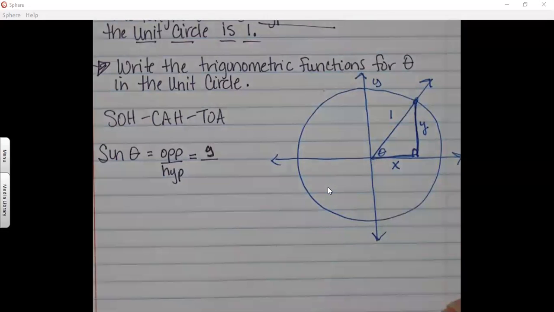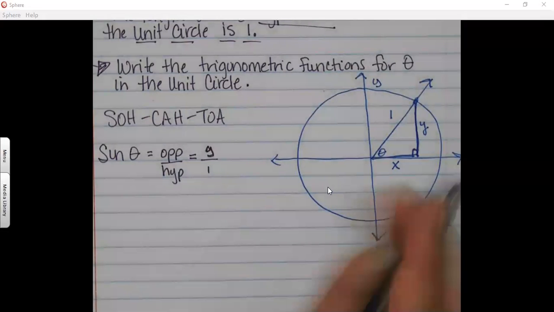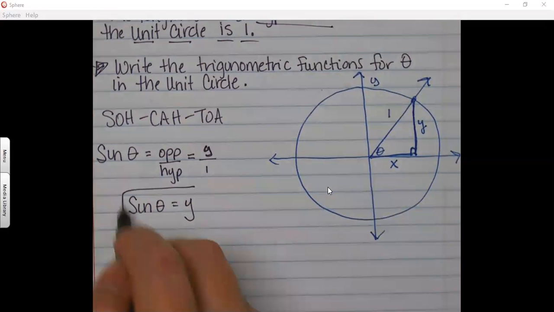Y. So we just say in a unit circle, this is not any old triangle, okay? This is only a unit circle when the hypotenuse is 1. In a unit circle, we say the sine of theta is equal to whatever your Y value is, whatever the height is on that triangle. That's your sine of theta. So if you memorize that, it's pretty easy. If not, just do opposite over hypotenuse, and you're always going to be like, oh yeah, the hypotenuse is 1, so it's whatever Y is.